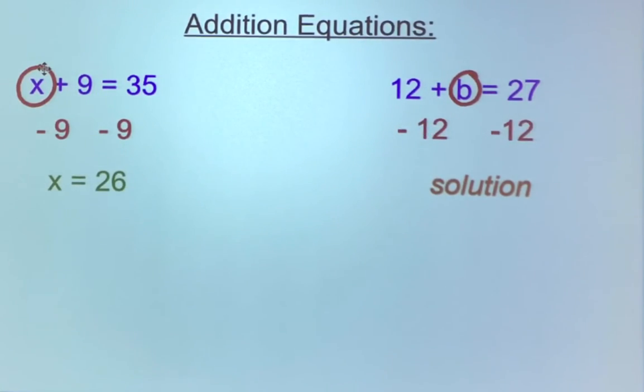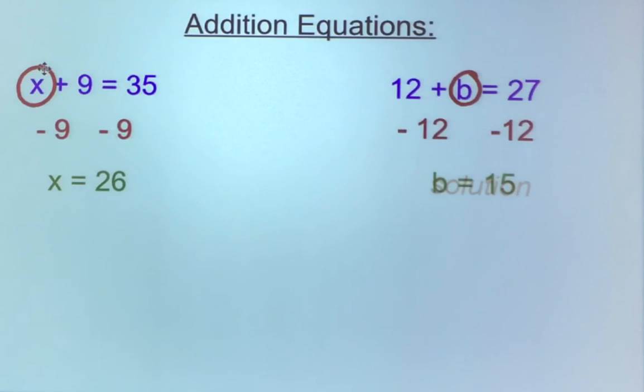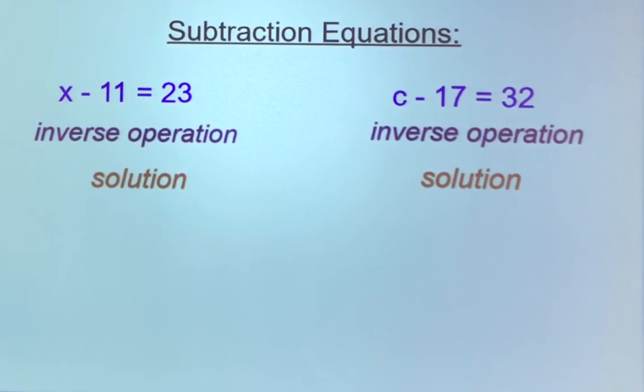So we're going to subtract 12 from both sides. Again, positive 12 and negative 12 cancel out. That isolates our variable b. And that leaves us with 27 minus 12. So our solution would be b is equal to 15. Notice how in all of our solutions, the variable is included. You always want to put the variable equals your solution. Okay? The next one, let's talk about some subtraction equations.